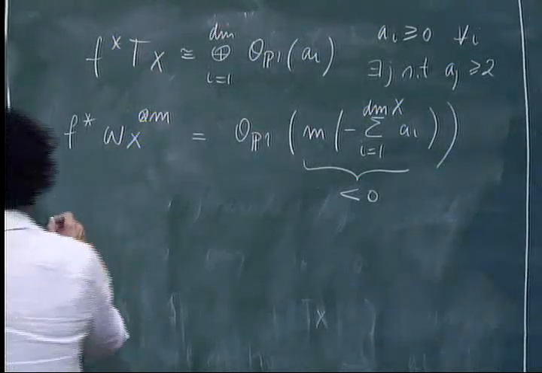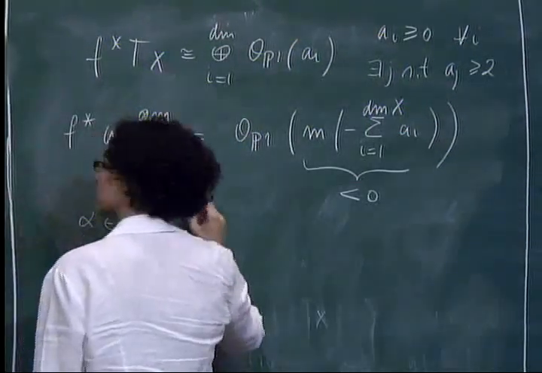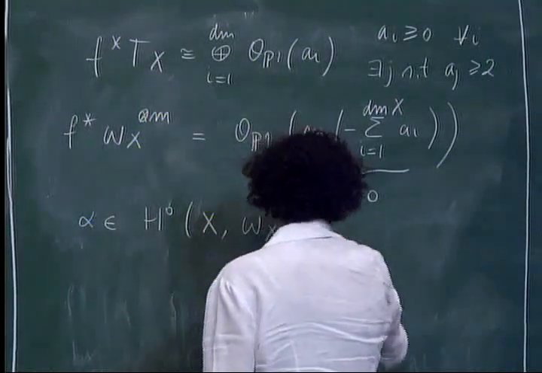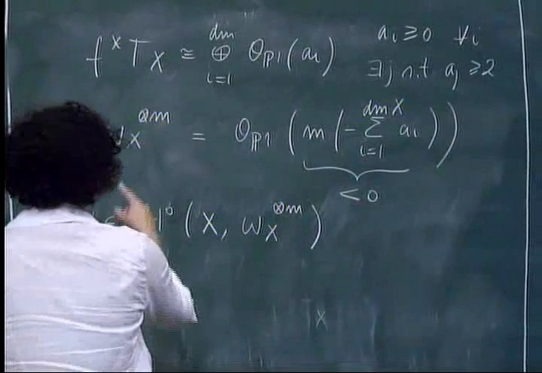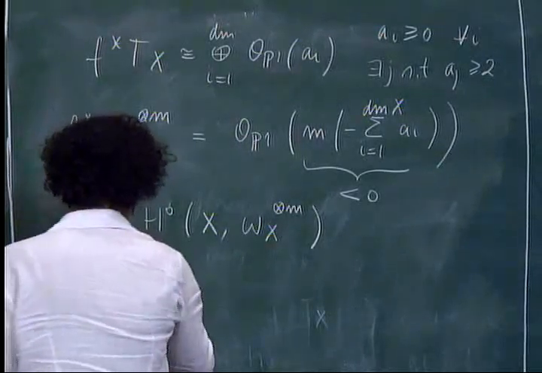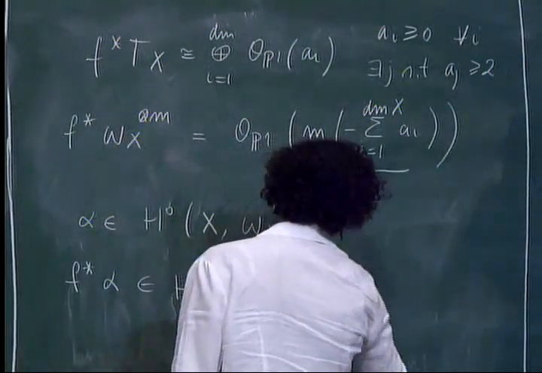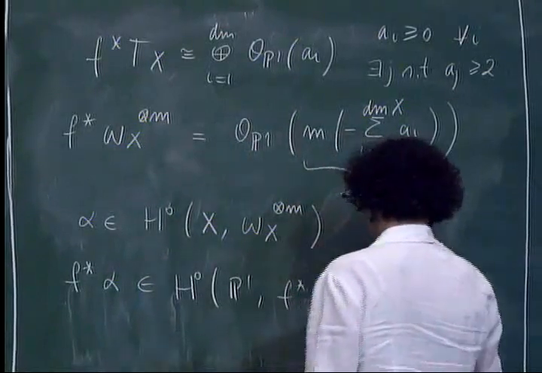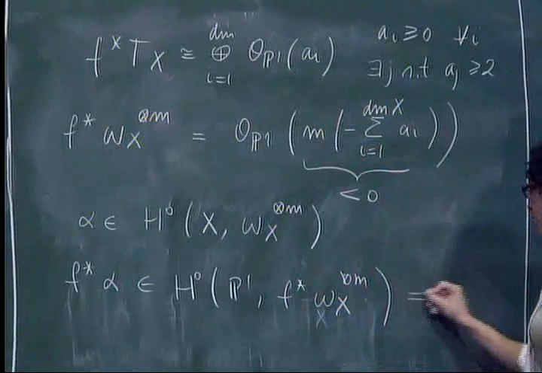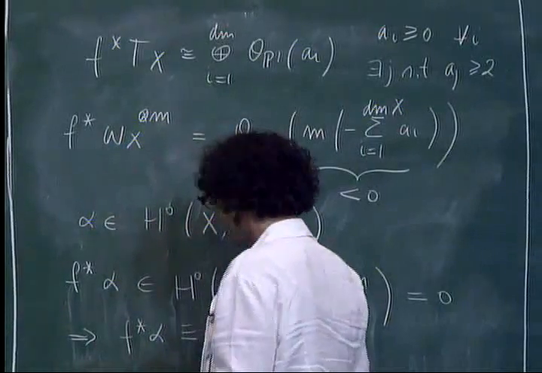So what we see is the following. If I start with a section alpha of this line bundle, so we start with a non-zero global form, then I can restrict it to a curve, or in other words, I can pull it back by f, and this will be a global section of the pullback of omega_X^m to P1. But because this line bundle is negative, it does not have global sections. So this is 0.